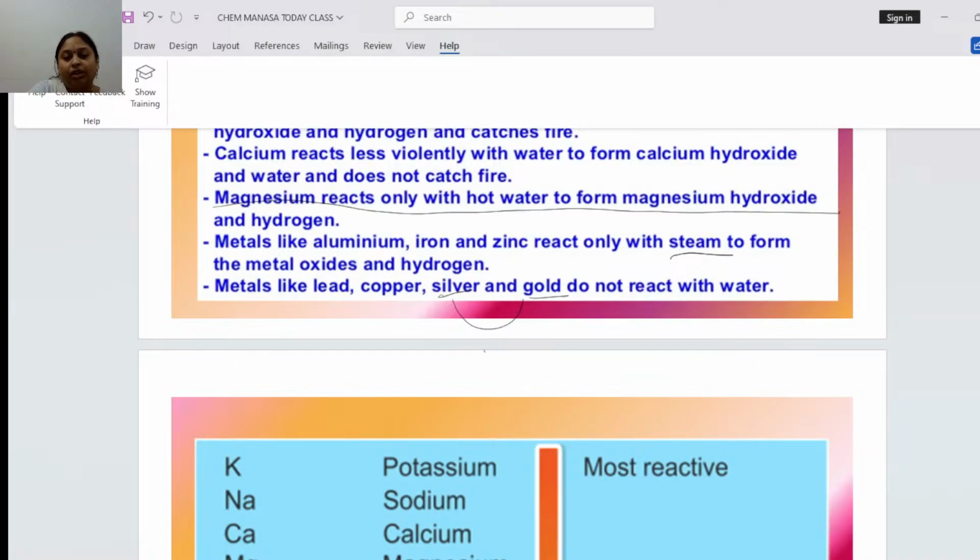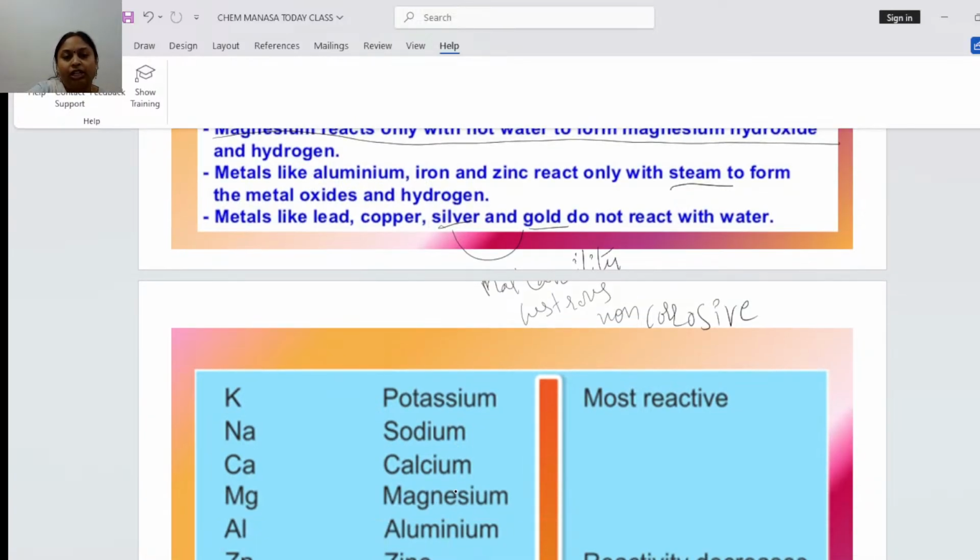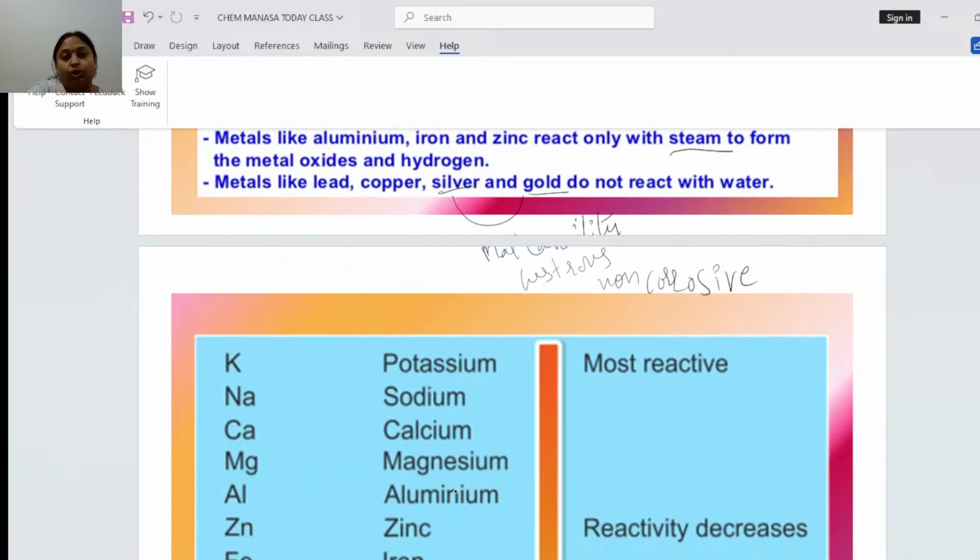Why we use them to make jewelry is because of the first property, malleability, and the second property, lustrous and non-corrosive in nature when in contact with water. In that aspect, these are used in ornaments. Lead is a poor conductor, so we use it for soldering purposes. Why? Because it has a low ignition point in the formation of alloys.